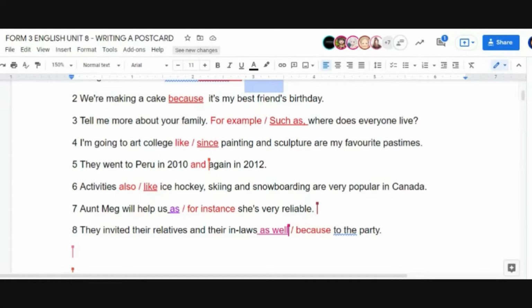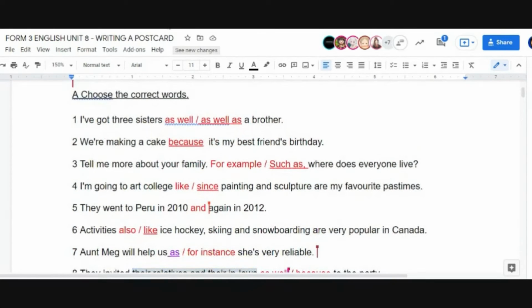They invited their relatives and their in-laws as well to the party. Okay, you see, in this case, for number 8, we use as well. We don't use as well as because there is no object. There's no object after that phrase. Okay, to the party is not an object. Okay, so both the objects are in front, their relatives and their in-laws. Okay, so you use as well, not as well as. Understand? Okay, so we know the answer for number 1 and number 8 already.